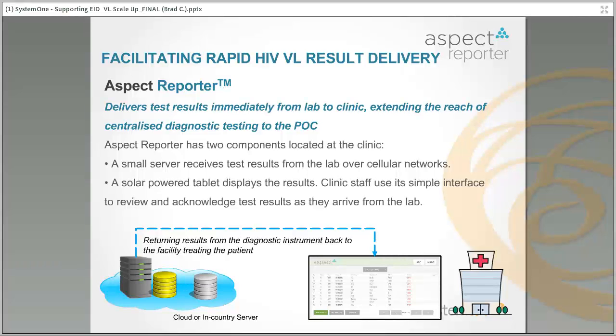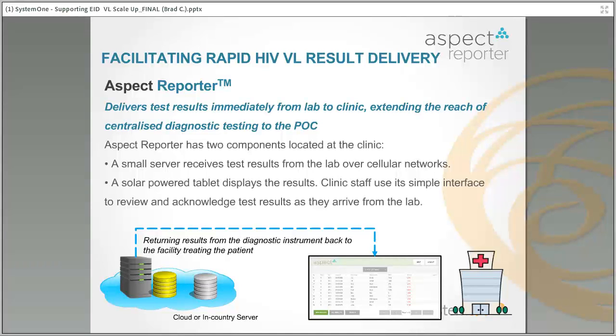And basically what Aspect Reporter is, is a touchscreen tablet that's physically mounted at a clinic that's seeing the patients and collecting the samples. This tablet also has a solar power system and battery backup, knowing that in low to middle income countries, power issues are often a daily occurrence, and this really shouldn't hamper the treatment of patients. So it really is a self-contained system that's always on and making sure that the results are being collected.